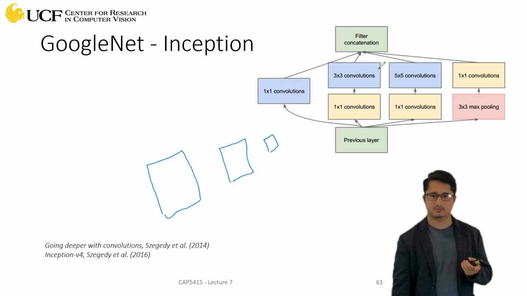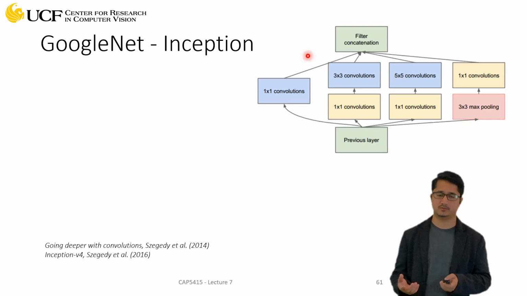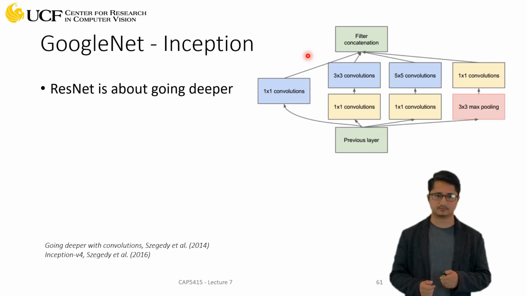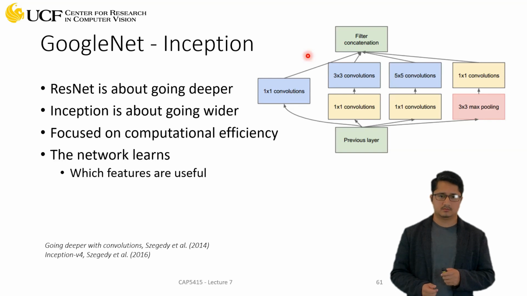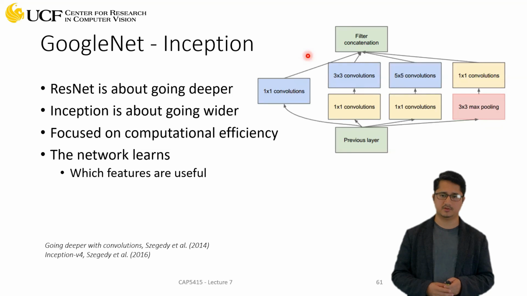Okay. So as I said, the ResNets were trying to focus on deeper networks, and InceptionNet is trying to actually create wider networks to be invariant to those scale changes. Okay, so this kind of architecture is more efficient as well.